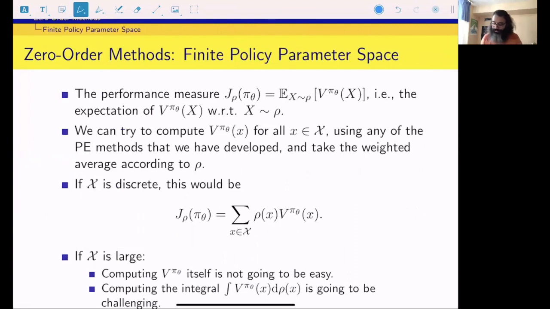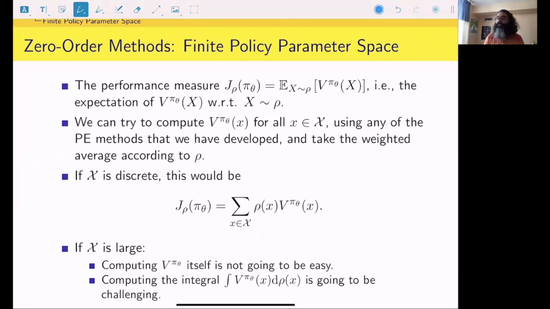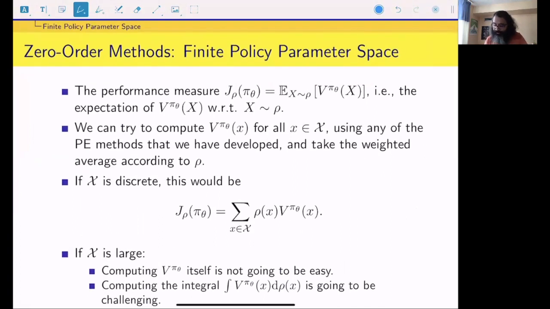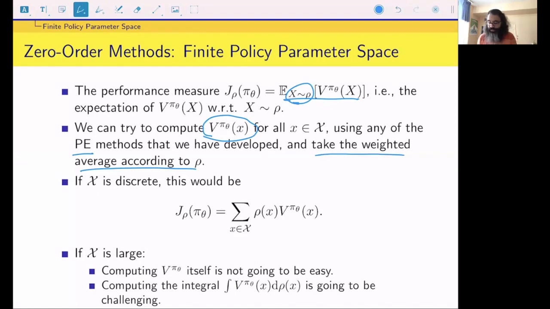So let's try to develop it. The performance measure is an expectation of the value function at state x when x is distributed according to rho. We can try one way to do it: compute v of pi theta for all states. How can we do it? In principle, we can use any of the policy evaluation methods, because the policy is given and you want to compute the value function for all states. And then after that, we take the weighted average according to rho.